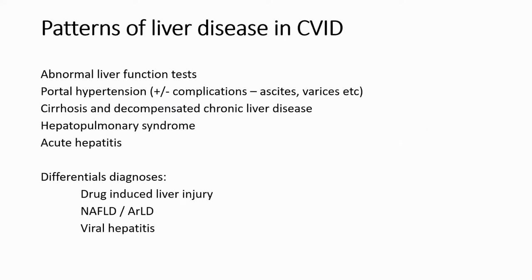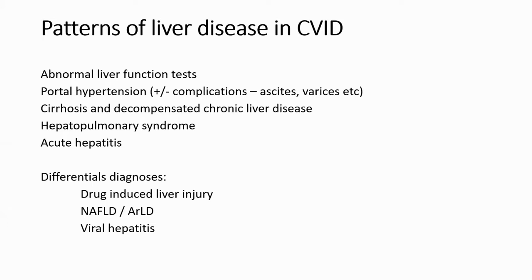And so in terms of the overall patterns, obviously there's that as the initial presentation usually, and then evidence of portal hypertension with or without complications such as ascites and the presence of varices and variceal bleeding. And certainly in our experience, portal hypertension is commonly picked up through cross-sectional imaging, or ultrasound imaging, where you may see portosystemic shunts and varices.